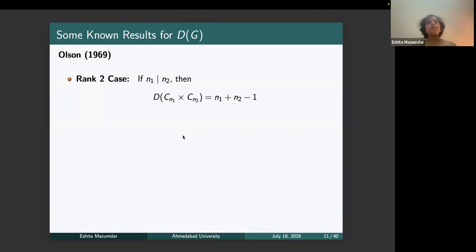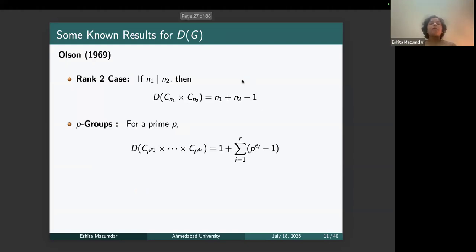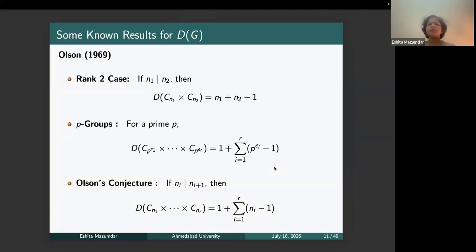Now let's see what the known results are for finite abelian groups. We know that for Cn, its value is n. When I have a group of rank 2, of this structure where n1 divides n2, its value is n1 plus n2 minus 1. When I have a finite abelian p-group, its value is like this. Looking at the structure, Olson conjectured, in a very general statement, that for any abelian group its value will be like this. And for several years, we believed that its value would be like that.